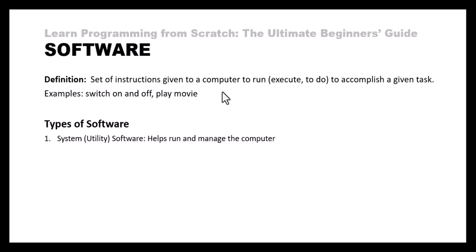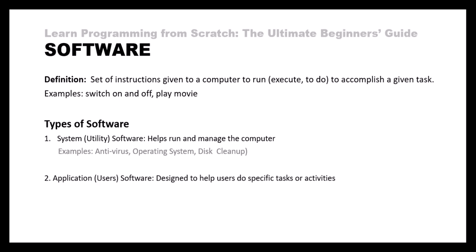So the first type of software we're going to learn is called system software, or sometimes utility software. So what are utility software? The software that helps to run and manage the computer, or to maintain the computer, to make sure that the computer is functioning properly without malfunction. Examples of these types of software are an antivirus, operating systems, and also maybe a disk cleaner.